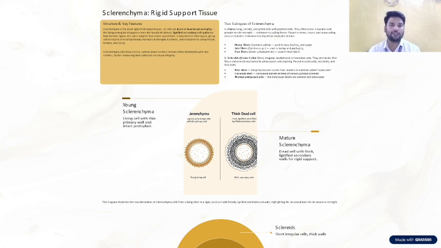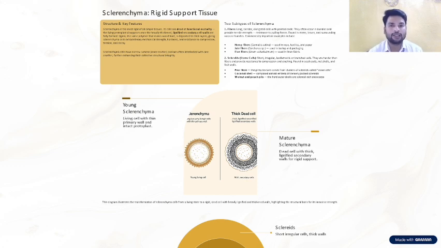Fibers are long, slender, elongated cells with pointed ends. They often occur in bundles and provide tensile strength, resistance to pulling force, found in the stem, leaf, and surrounding vascular bundles. Commercially important examples include hemp fiber, Cannabis sativa, used in rope, textile, and paper industry. Then jute fiber, used in burlap and packaging. And the third one is flax fiber, Linum usitatissimum, used in linen fabric.